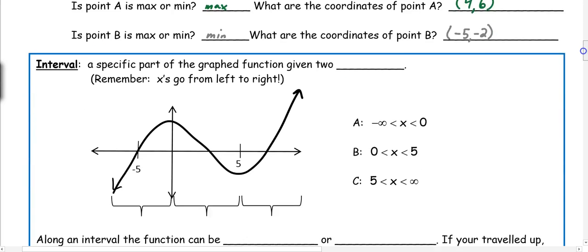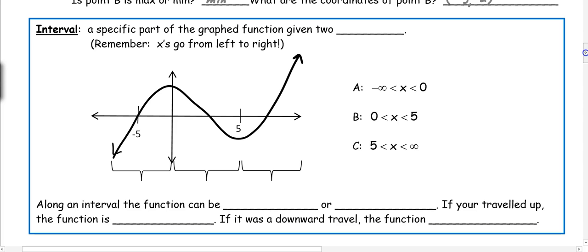Another aspect of a function is called an interval. So an interval is a specific part of the function given two endpoints. So when I look at a function, I'm going to be given two endpoints that I would follow my graph on. When it says -infinity, you want to look at the left arrow on your graph. So we're going to move from the left arrow all the way to where we get to be even with 0 on my x-axis. So remember, this is our x-axis and here is 0, so I would stop my graph there. This is interval A.